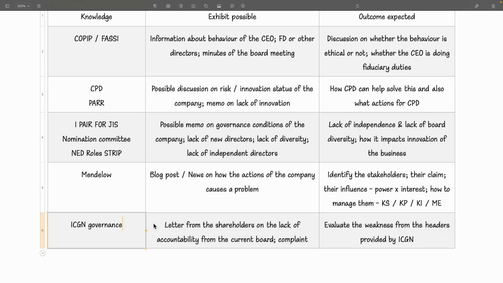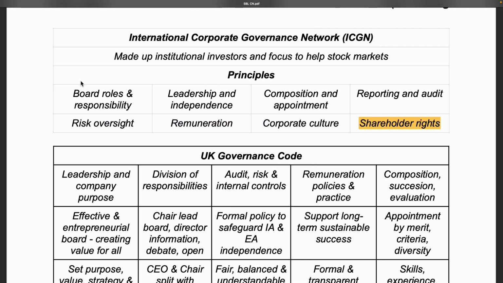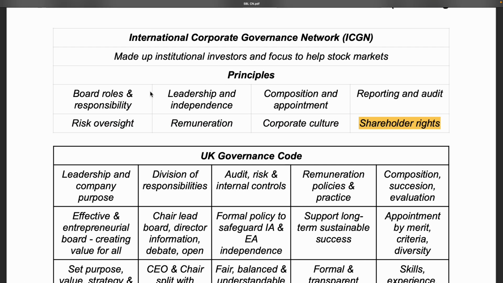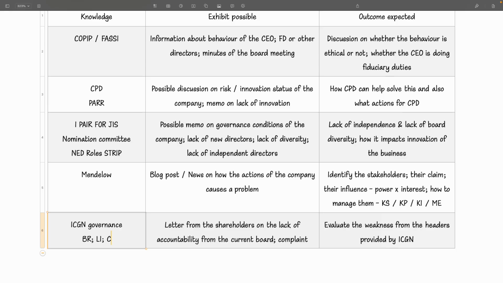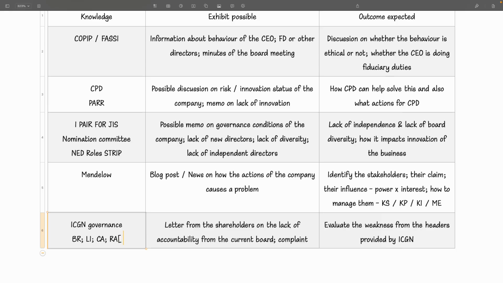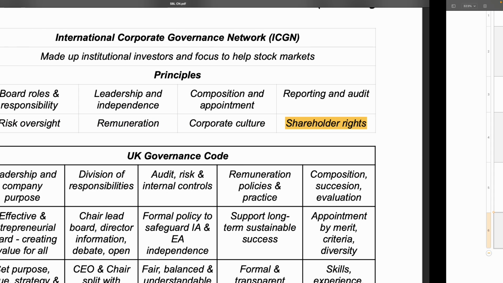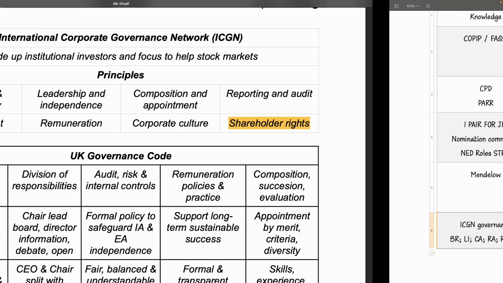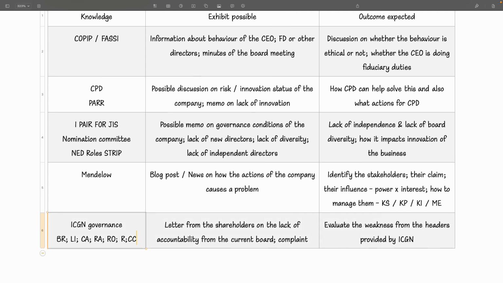So what are the headers? Make sure you know the headers: board role. Okay, then you have leadership and independence. Then you have composition and appointment, reporting and audit. Then you have risk oversight. You might have something to do with remuneration. And then you have corporate culture. And the last one is shareholder rights.